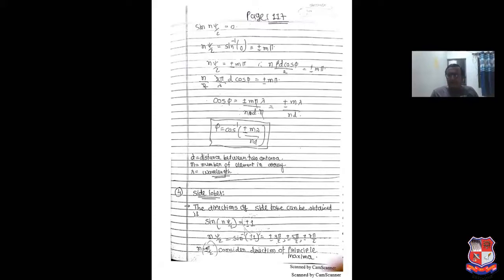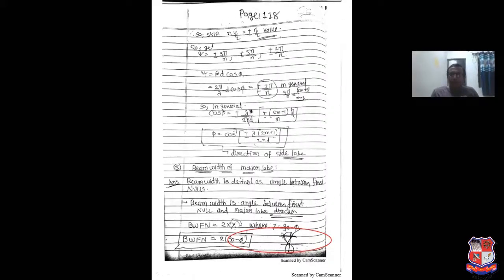So here plus 3 pi by 2, plus 5 pi by 2, plus 7 pi by 2. Why? Because sine inverse 1 means what? We can get this particular value for sine inverse 1. See this. So now n psi by 2 equals pi by 2. So consider the maximum direction. That's why we consider the plus pi by 2 value and neglect the other value.